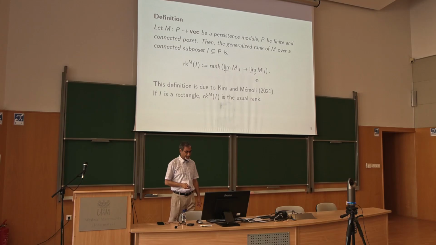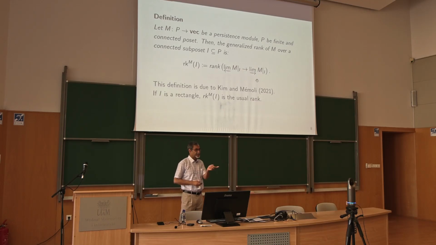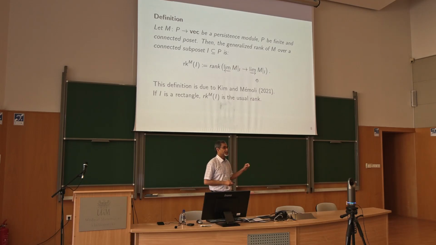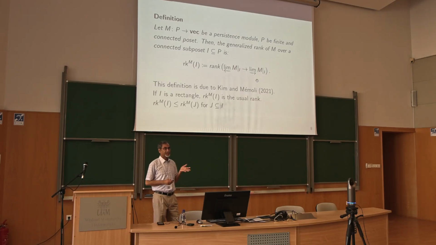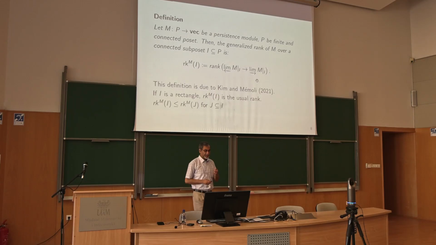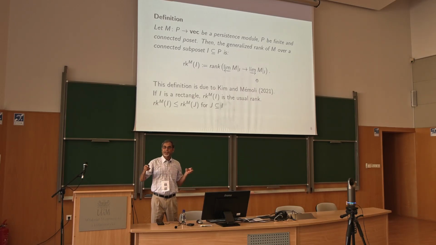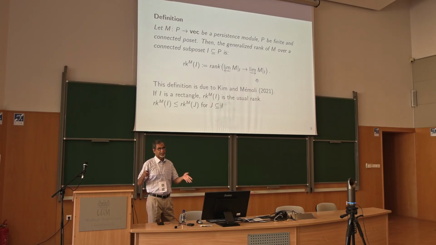Okay, so what does it mean? If I is a rectangle, this definition actually gives you the usual rank. If I is a rectangle, this definition limit to co-limit rank is exactly what we know as the rank over the diagonal. The other property is that this rank function actually is monotone, in the sense that if J is an interval included in the interval I, then rank of I is less than equal to rank of J. Basically, as you are expanding the interval, the rank cannot be increasing. It has to either stay same or decrease.